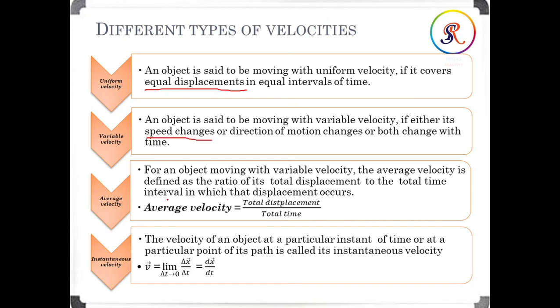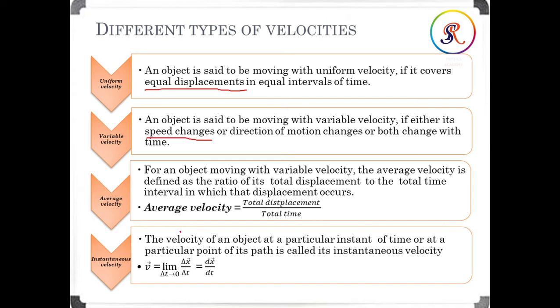Next is average velocity. For an object moving with a variable velocity, the average velocity is defined as the ratio of total displacement to the total time interval in which that displacement occurs. As we know, average speed is the rate of change of distance with time, but average velocity is the rate of change of displacement with time. So mathematically, average velocity equals total displacement divided by total time.